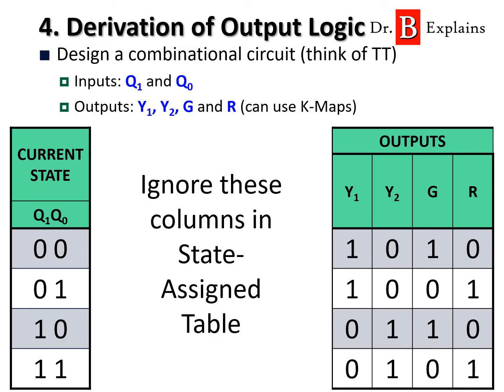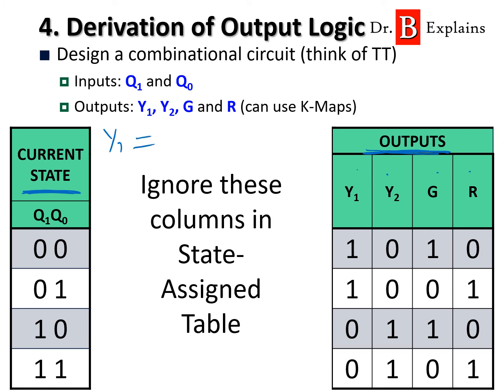The next step is to derive the output logic. So in that case, we're going to ignore the columns in the middle of the previous table. And we're just going to look at the current state, because that's what the Moore does, right? We're looking at the current state and the outputs. And so you can think about these as several truth tables, or a truth table with 1, 2, 3, 4 outputs.